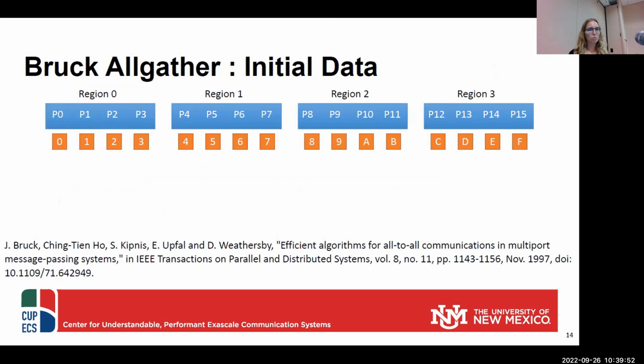So what is the Bruck algorithm? I'm just going to step through an example here. So we have 16 processes. And in this case, we're saying we have 4 local regions. So these could be nodes, but on Lassen, they would be sockets instead. And they each have 4 processes. So let's say that each process starts with a single value, 1 through F.